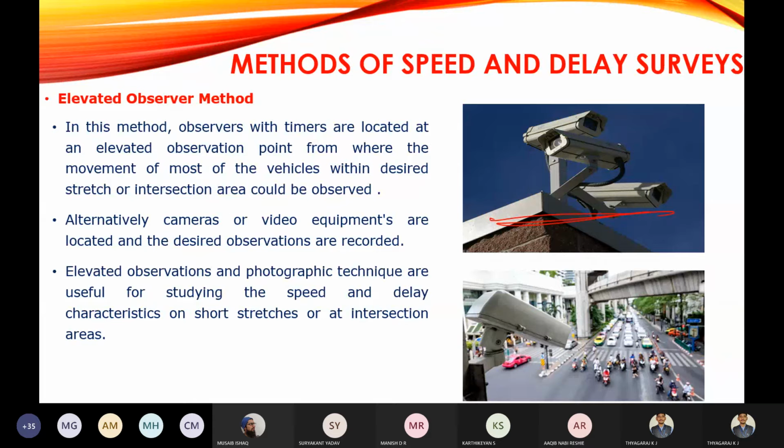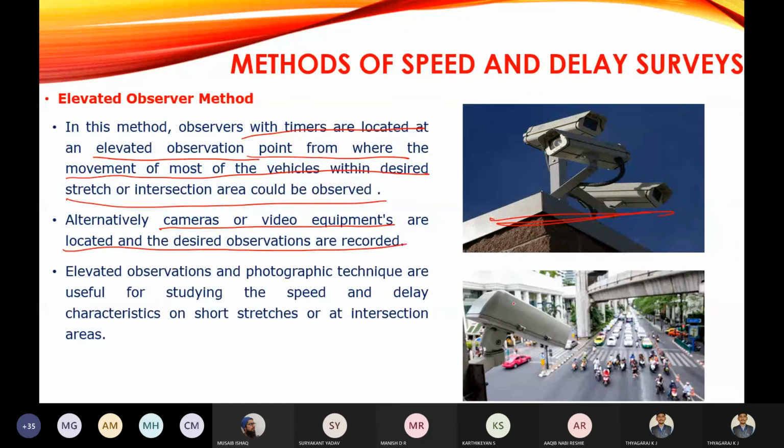So in this method, observers with timers are located at an elevated observation point from where the movement of most vehicles at the desired structure or intersection can be observed. Where maximum area will be covered, there you install the observer, and the observer will note down the time of arrival and time of leaving from the road stretch. Then alternatively, cameras or video equipment are located and the desired observations are recorded.